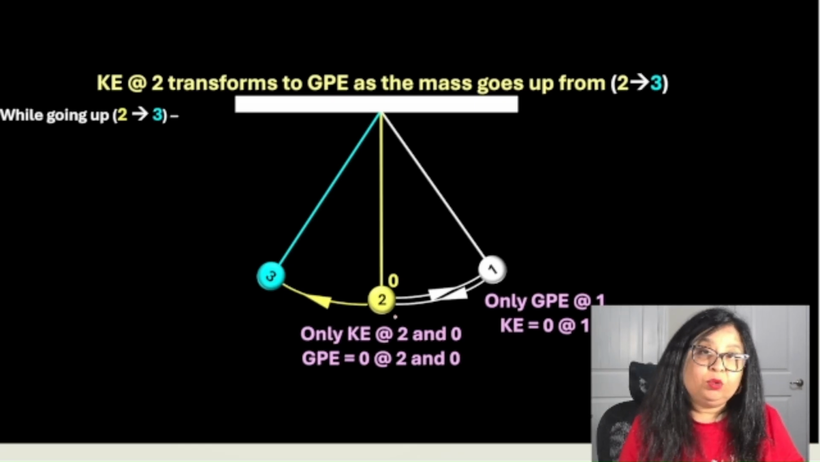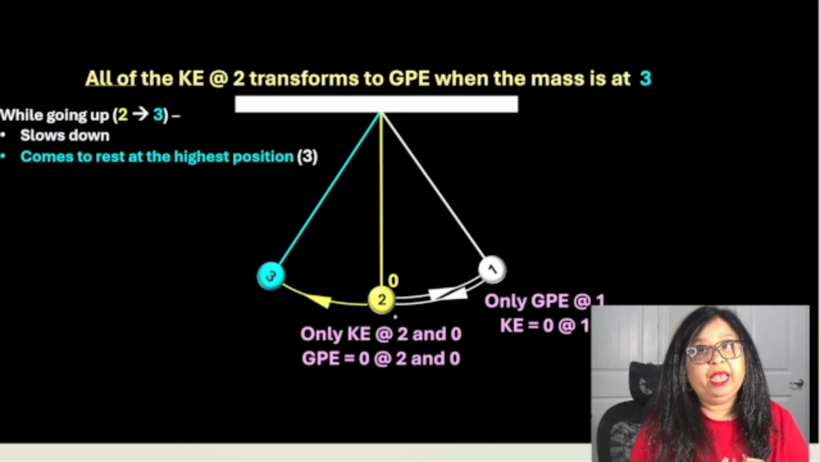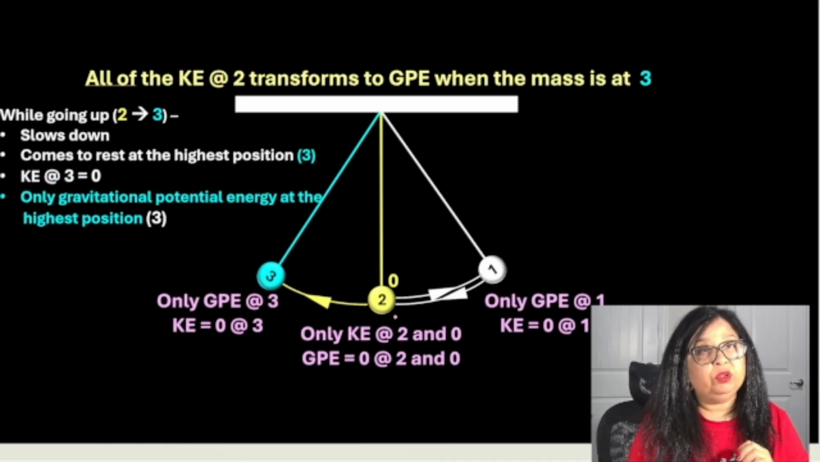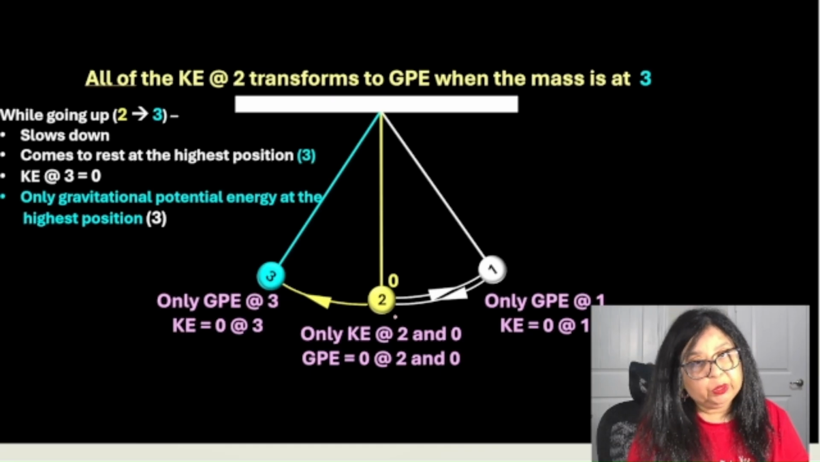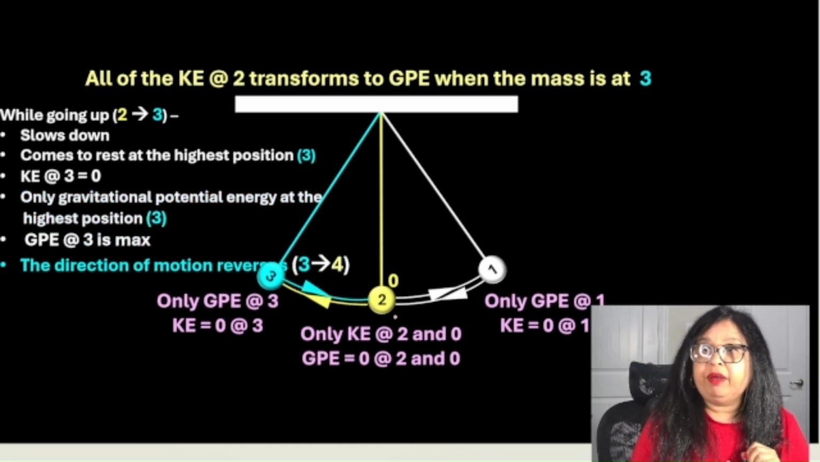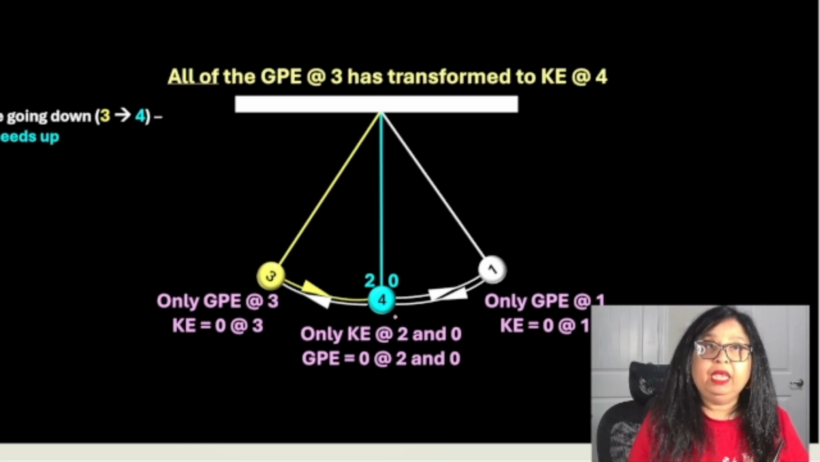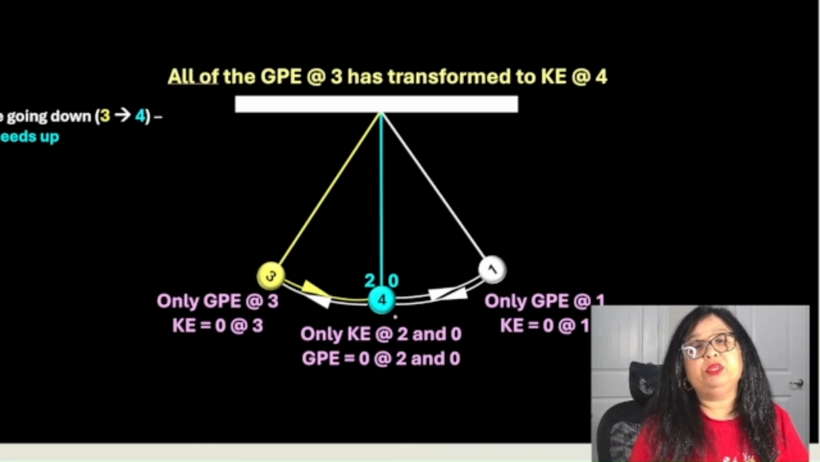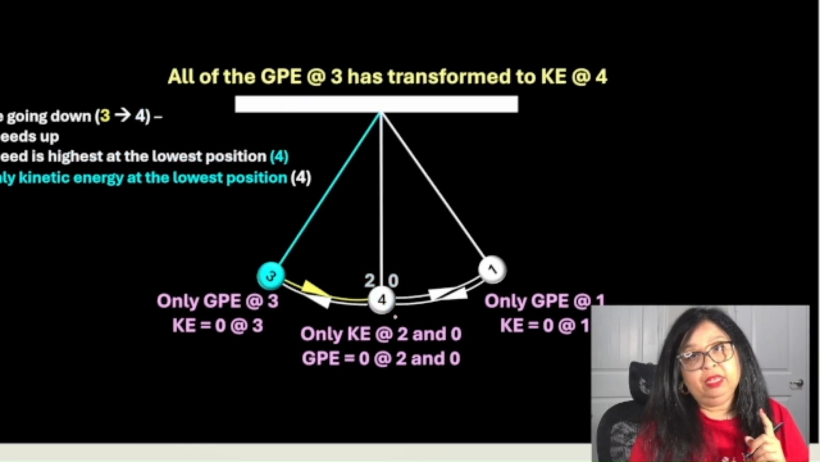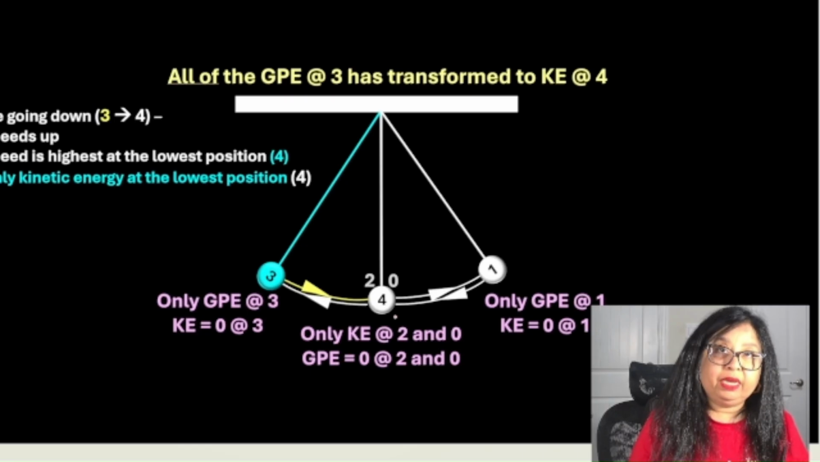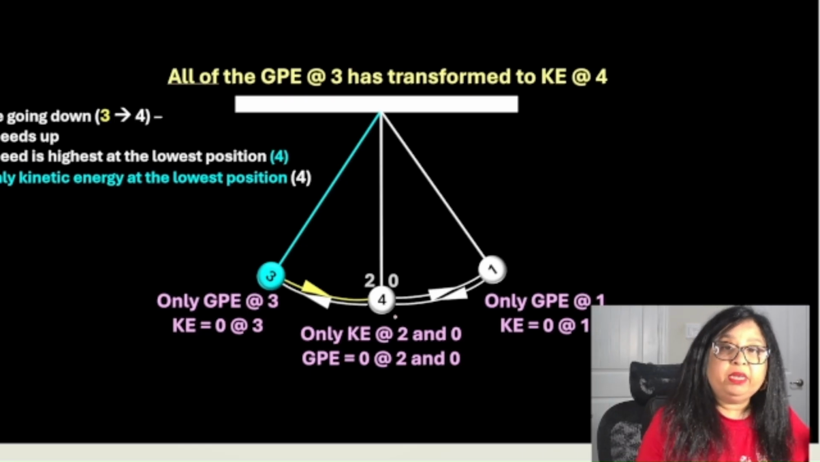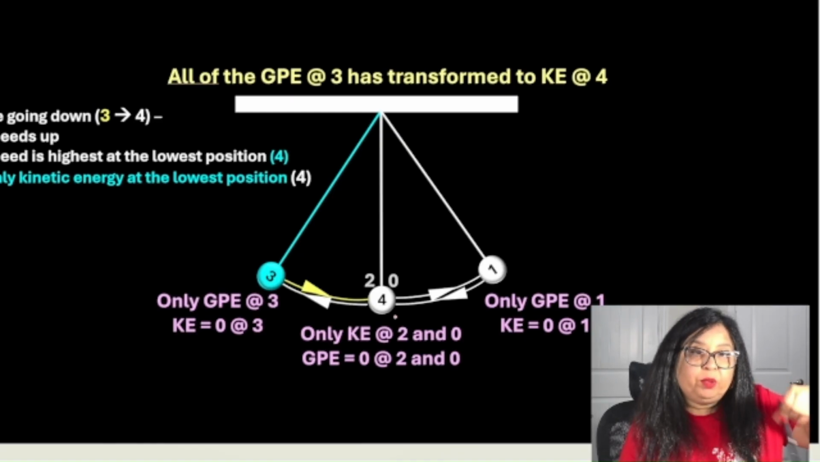So the mass is going to start rising on the other side and go from 2 to 3. And as it goes from 2 to 3, it's going to slow down again. As it slows down and goes up, it's going to reach its highest position 3, at which point it will come to rest. At that point, its kinetic energy will be 0, and all the energy will be in the form of gravitational potential energy. But again, it's not going to stay there forever. It's going to reverse its direction of motion and go from 3 toward 4. As it goes down from 3 to 4, its height will decrease. As its height decreases, gravitational potential energy decreases, but kinetic energy increases. Again, when it reaches point 4, it will have only kinetic energy and 0 potential. But due to its momentum, it's going to overshoot 4. So it's just going to keep going back and forth.